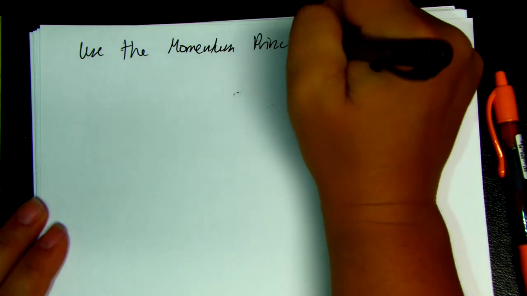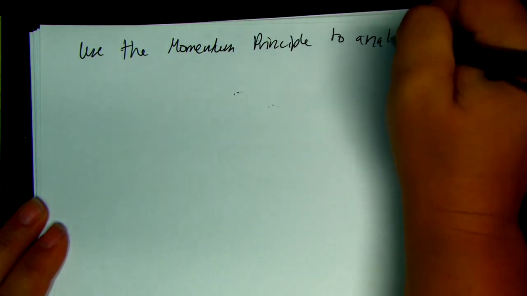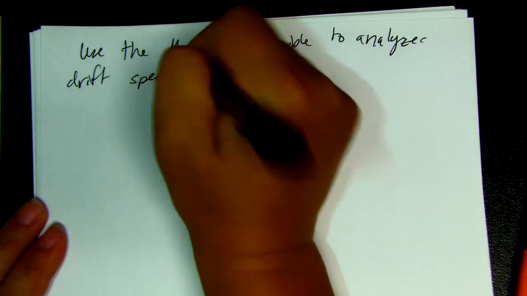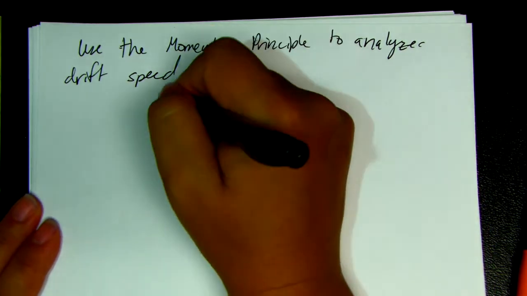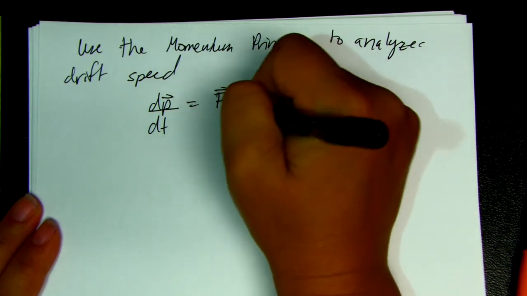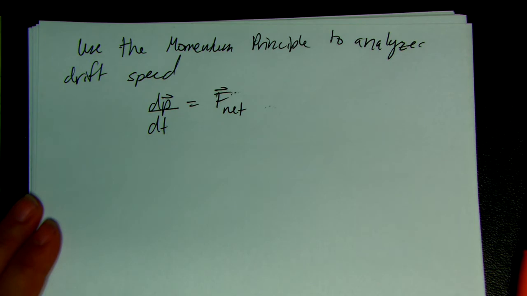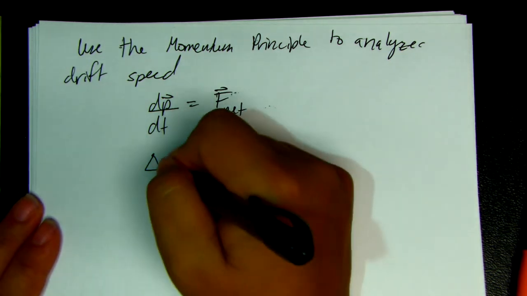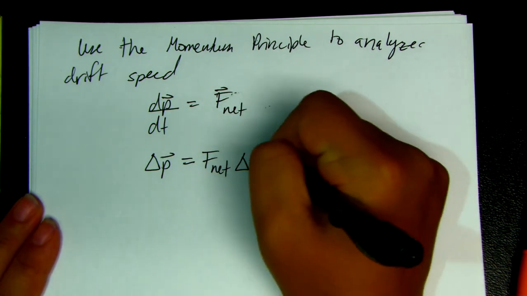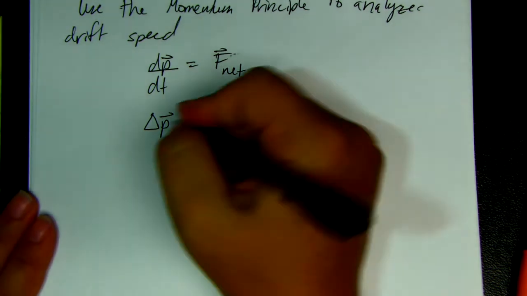All right, so we're going to use the momentum principle to analyze drift speed. So we have dp/dt is equal to the net force. So the change in momentum with respect to time is equal to the net force. Remember, we can write this in terms of delta. So the change in momentum is equal to the net force times the change in time, just simple algebraic rearrangement.